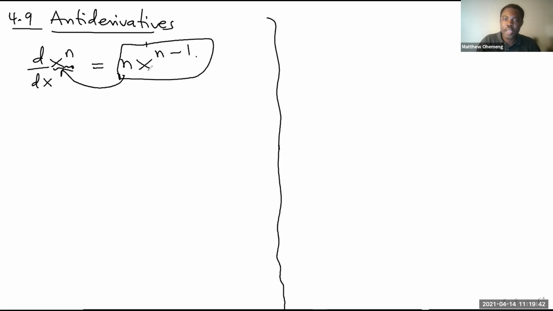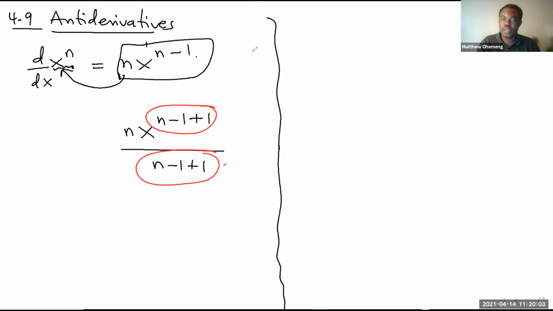Well, to get to x to the power n, I have n x to the n minus 1. I can just add 1 to the power, and then divide by the result. So what I get is n minus 1 plus 1 as the exponent, and then divide by the same thing. Let's see what happens. The exponent becomes n minus 1 plus 1, that's just n, and then the denominator also becomes n minus 1 plus 1, which is also n. The n's cancel out, and then I have x to the power n. Nice.